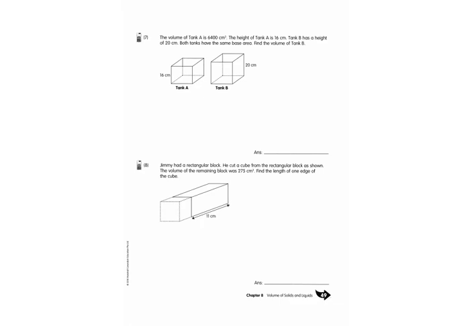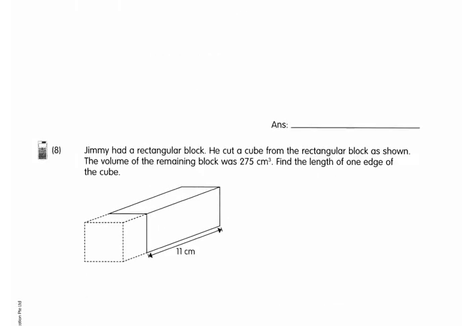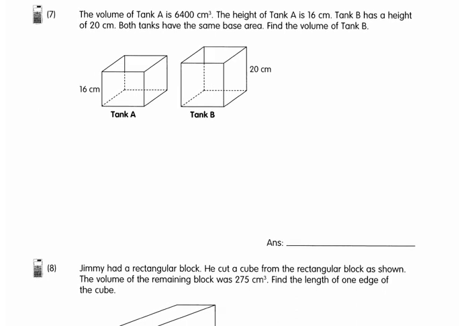The volume of tank A is 6,400 cm cube. Okay, right? By right, they are supposed to use the word capacity. They are not supposed to use the word volume. The capacity of tank A is 6,400 cm cube. The height of tank A is 16 cm. Tank B has a height of 20 cm. Both tanks have the same base area. Find the volume of tank B.